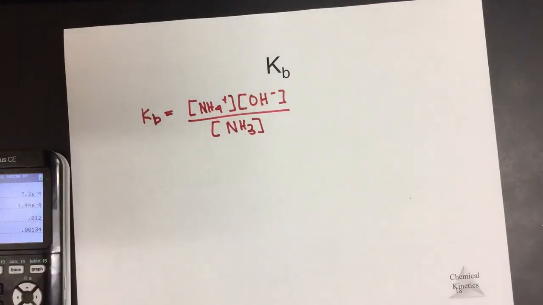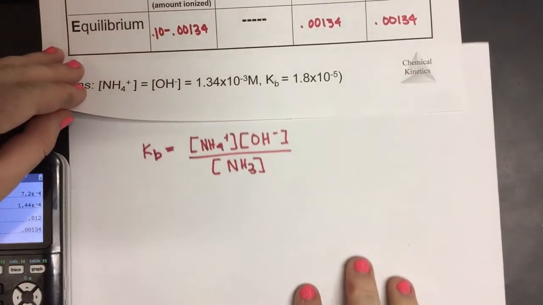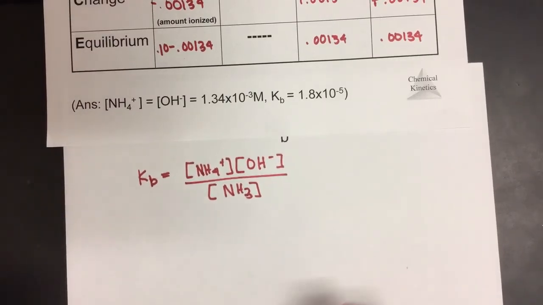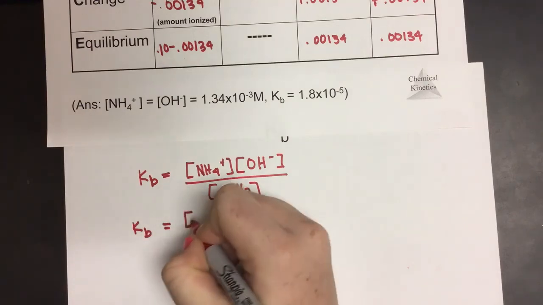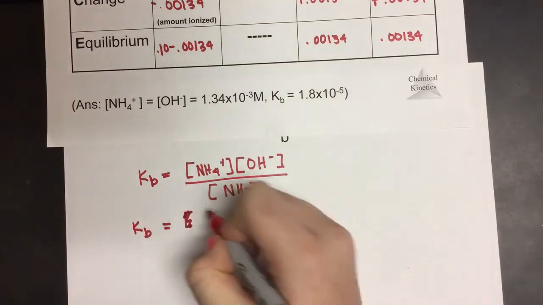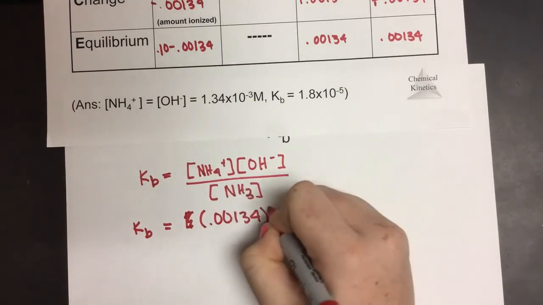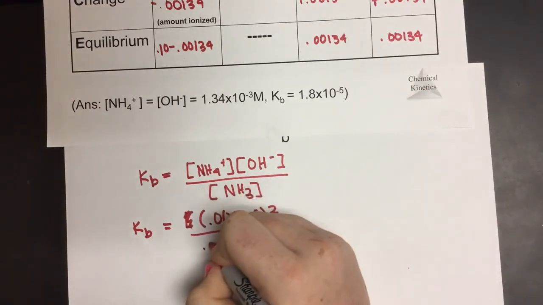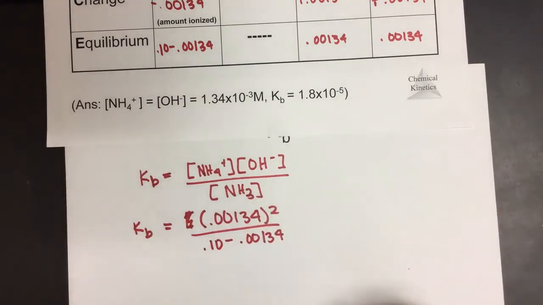And so now all we have to do is plug in what we know from our ICE box. And so again, with Ka and Kb, you're looking at the equilibrium part of the ICE box. And so for that, we have Kb equals, not the concentration anymore, we're plugging stuff in. It's going to be 0.00134 squared because those two are both the same, over 0.10 minus 0.00134. And so now we just have to plug that into our calculators and solve.